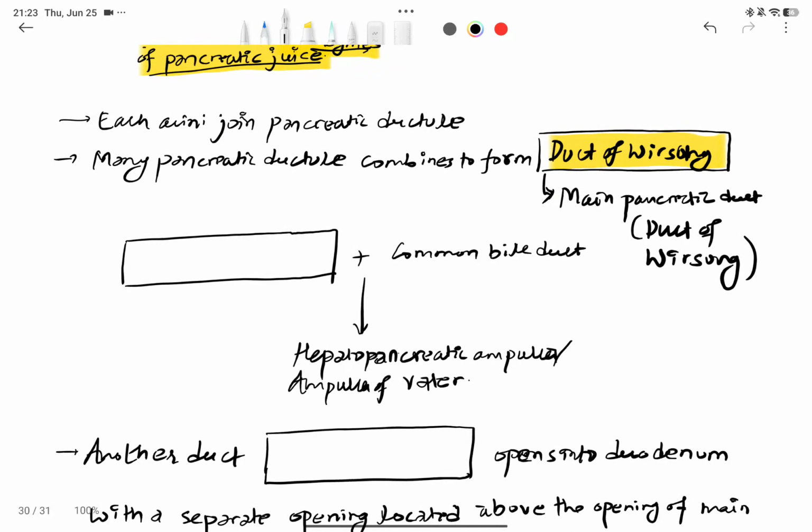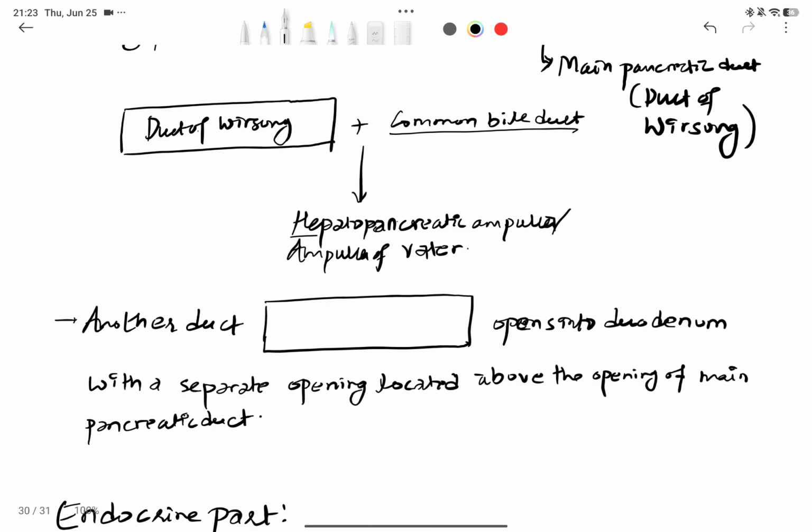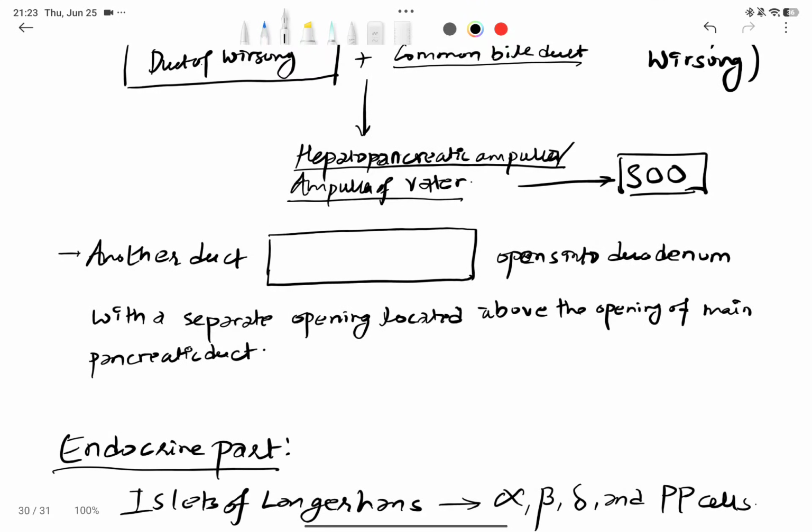This is not the duct of Wirsung, and this is the duct of Wirsung. It combines with the common bile duct to form the hepatopancreatic ampulla, or ampulla of Vater, which is guarded by the sphincter of Oddi. And there is another duct, also known as the duct of Santorini.